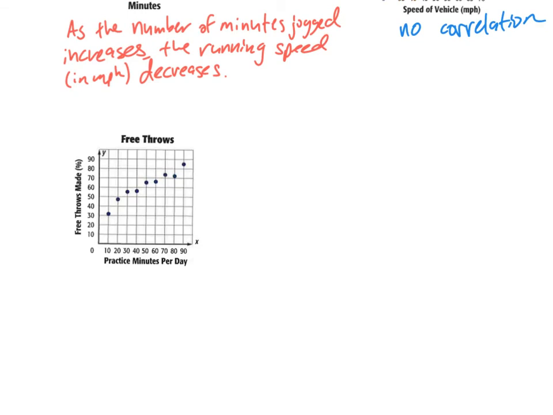All right, this one, if I drew in a line here, this would probably be the one that's closest to all of those points. This has a positive slope, as we go up and to the right. So this is going to be a positive correlation, which means that as x increases, y also is going to increase. So we're looking at free throws and the practice in minutes per day and the relationship to the percentage of free throws made.